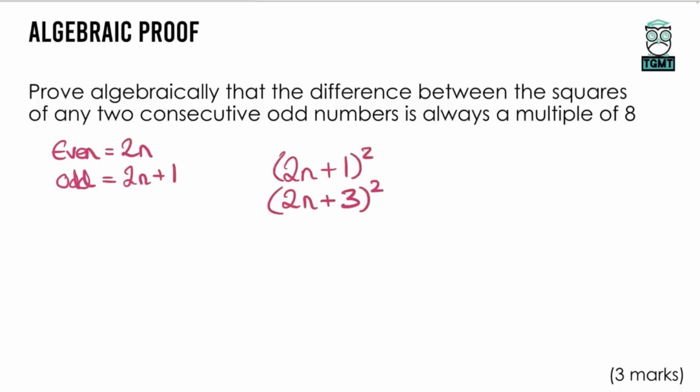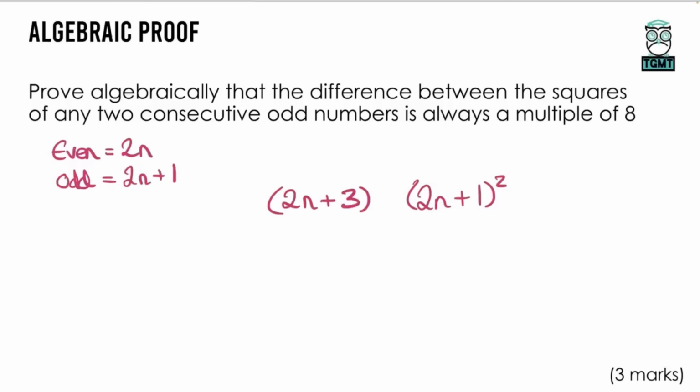But we need to be really careful here because when you are finding the difference between two things, we want to do the bigger take away the smaller. So the 2n plus 3 is the bigger odd number, so we would want to put that first and then put a subtraction between them.